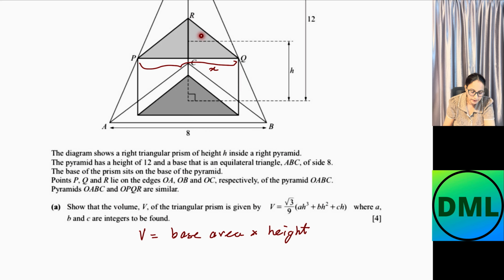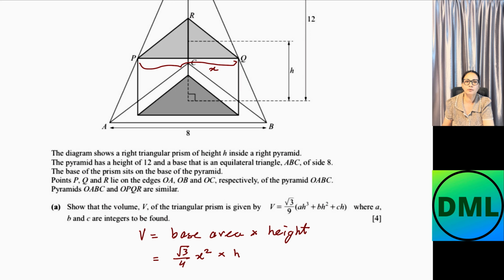The area of an equilateral triangle with side x is given as root 3 by 4 x square. So the volume is root 3 by 4 x square multiplied by the height. The height of the triangular prism is h. Root 3 by 4 x square times h. I need to remove x square and show the volume completely in terms of h.